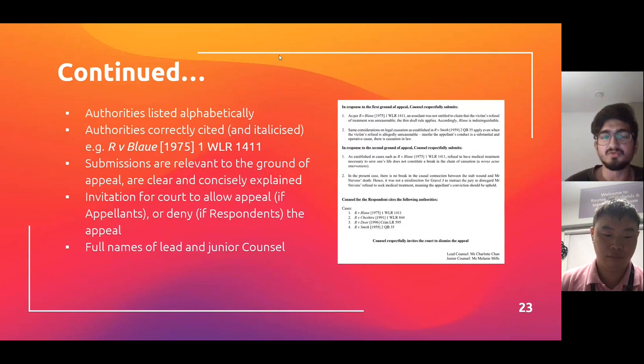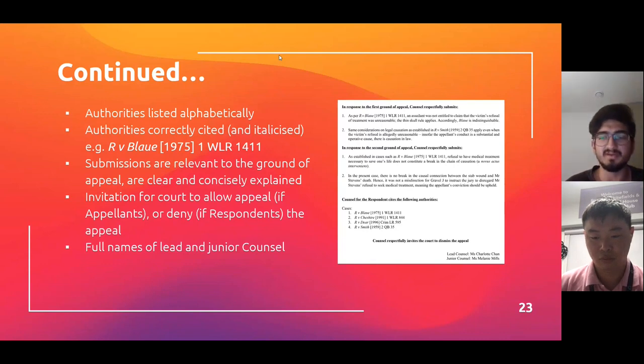Looking to your submissions, make sure they are relevant to the ground of appeal. The last thing judges would like to see is two submissions which might be very, very well written, but bear absolutely no relevance to what the grounds of appeal are actually about.